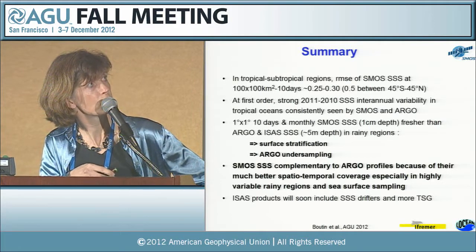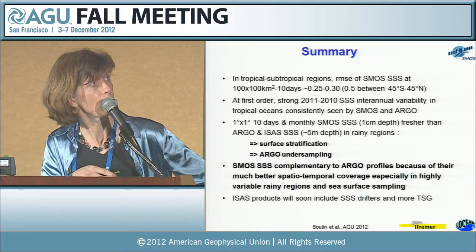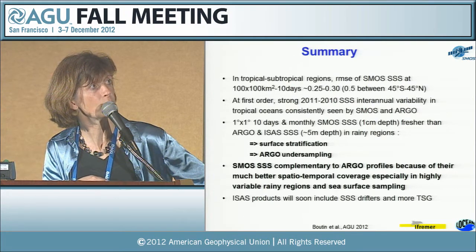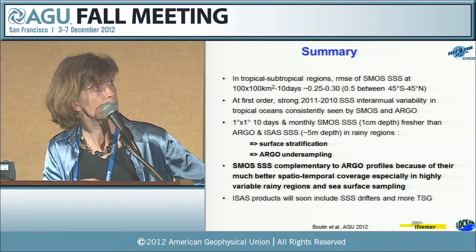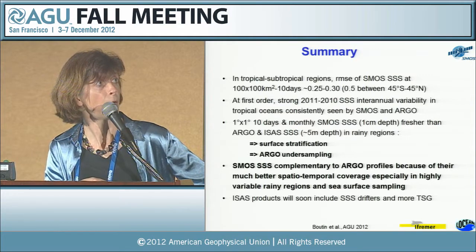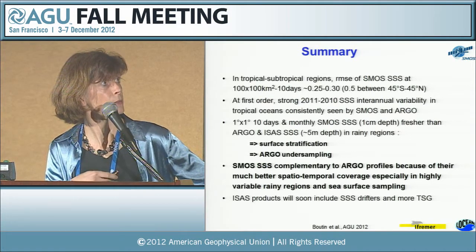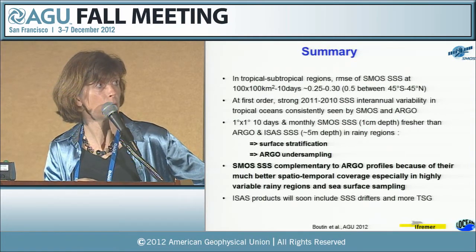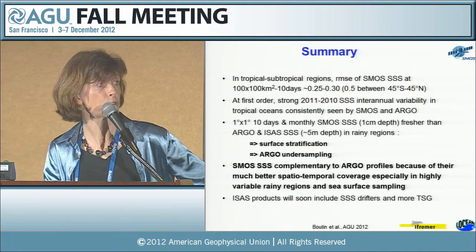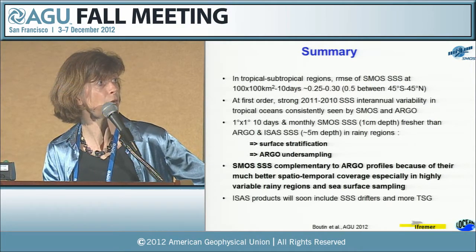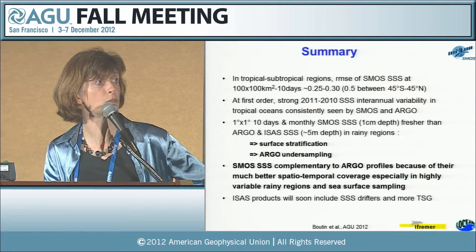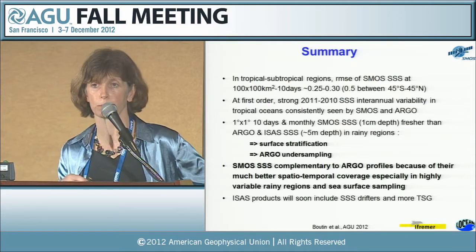So this is the summary. The precision in tropical, subtropical regions right now of SMOS data is on the order of 0.25, 0.3, 0.5, between 45 south and 45 north. At first order, the strong interannual variability we see is consistent with Argo anomaly, but we see more contrasted anomalies, and there may be two reasons for that: a surface stratification effect and an Argo undersampling effect. But anyway, this SMOS salinity appears to be very complementary to Argo profiles.